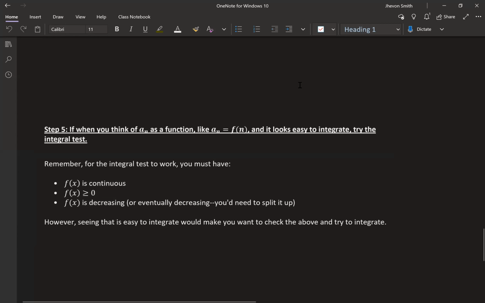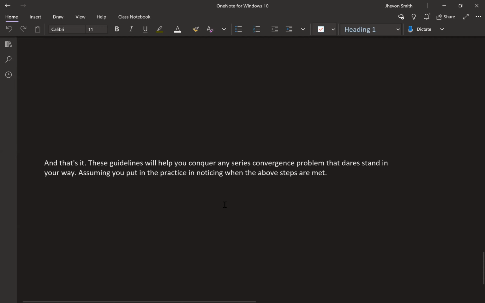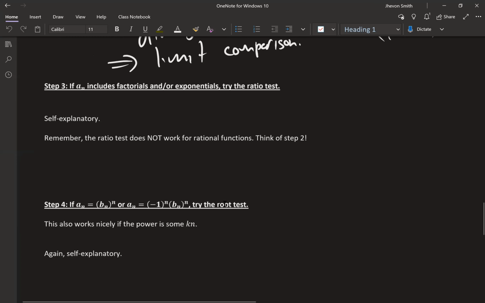Make sure that the function is going to be continuous for all real values. Make sure that it's always positive, not negative. Make sure it is decreasing or eventually decreasing. Eventually there comes a point where it just keeps getting smaller and smaller. Then you can use an improper integral to determine what happens to the series via the integral test. That's it. Those are pretty much the standard approaches.